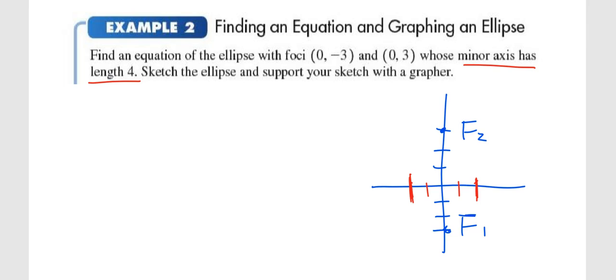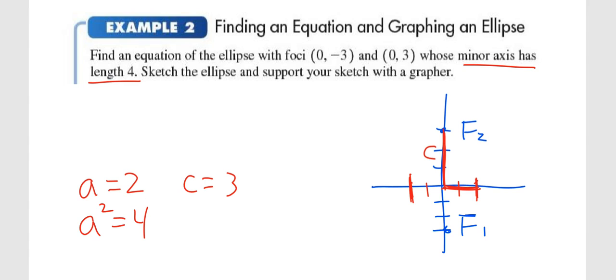Do you know the value of A? By looking at the picture, can you tell me the value of A? It's 2, isn't it? What would you have for A squared? 4. How about the distance to the focus? We call that C. Does anybody know what C is? 3. C is always your distance to the focus.